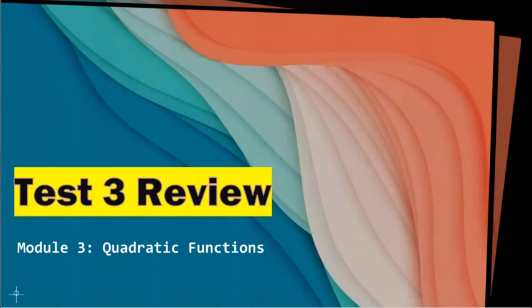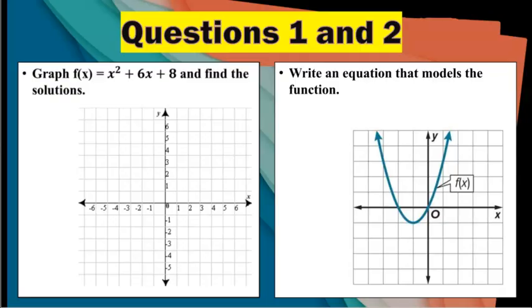Test review 3, covering module 3 of quadratic functions. Question 1. Graph f of x equaling x squared plus 6x plus 8 and find the solutions. Again, the solutions to a quadratic would be the x-intercepts. So when we graph this, we want to make sure that we can identify where it crosses the x-axis.